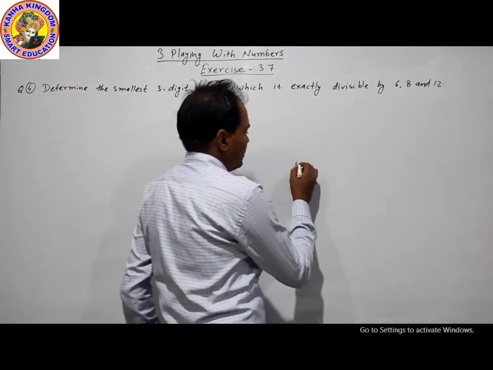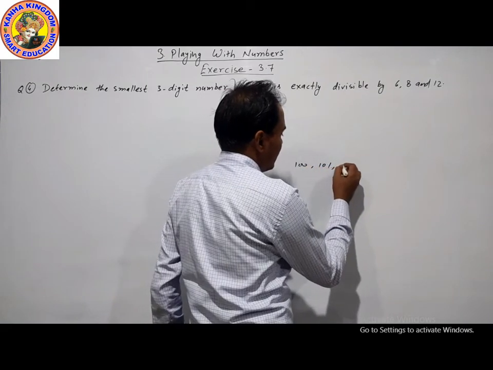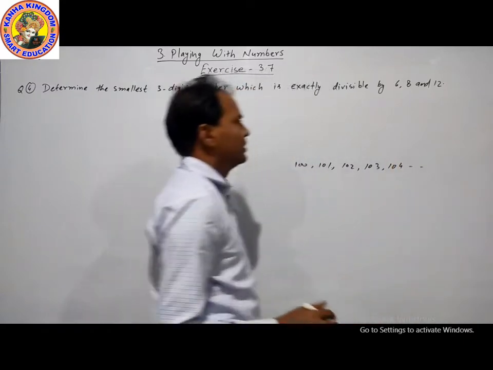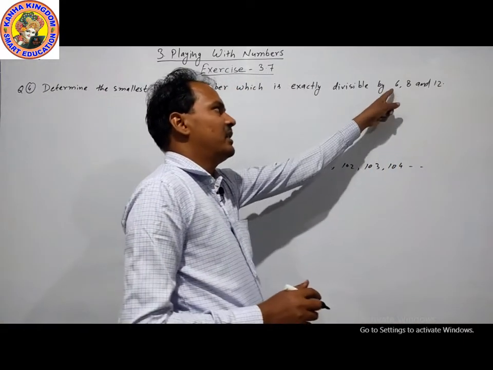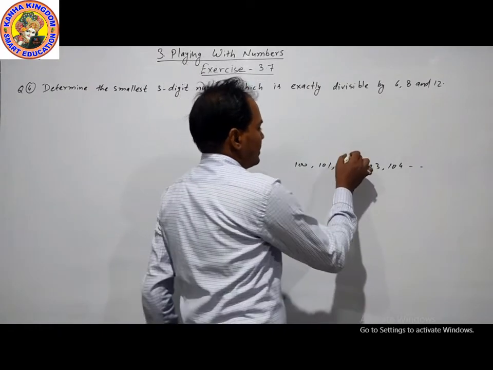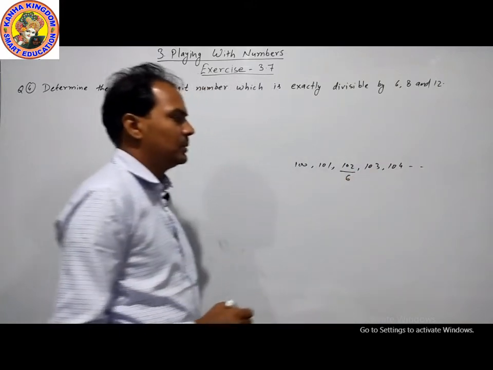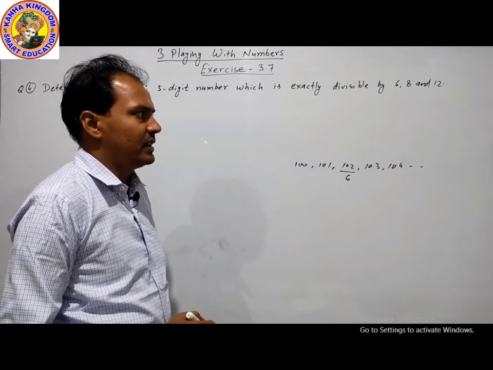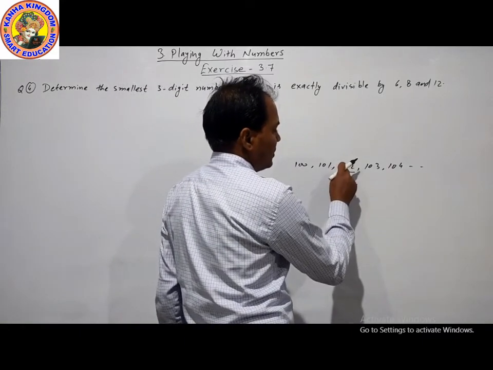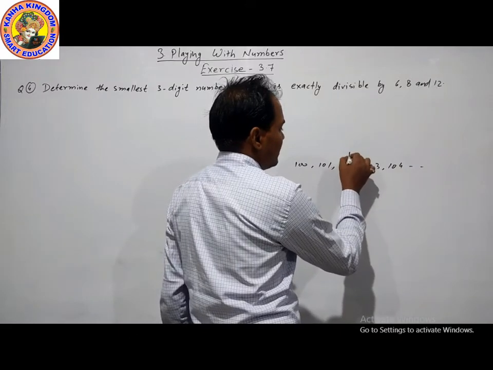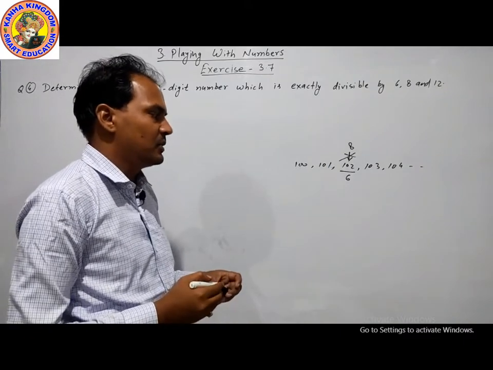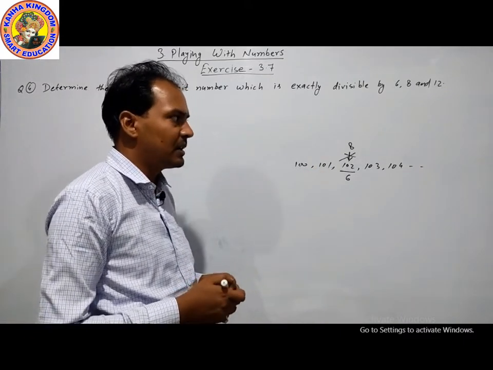100, 101, 102, 103, 104, 105, these are the 3-digit numbers. When we divide by 6, 102 is divisible by 6. But if we try this by 8, we cannot divide by 8. So 102 is the wrong number.